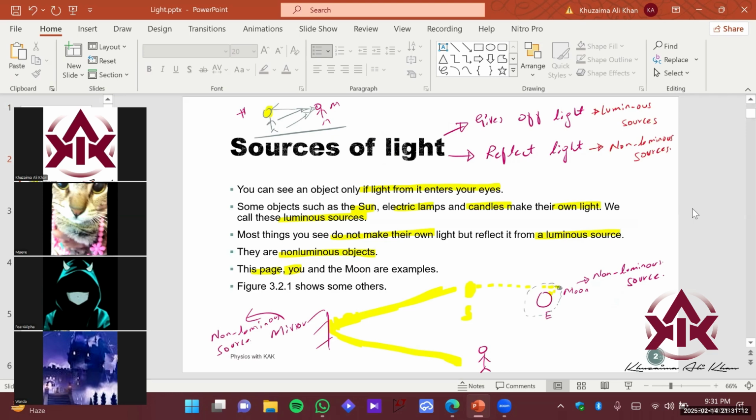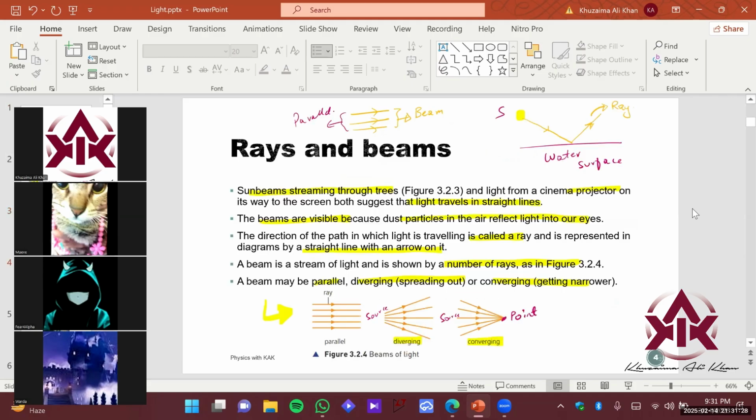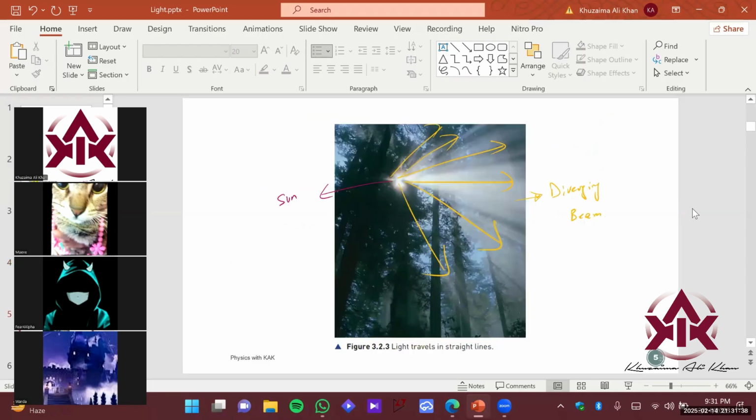Luminous are the ones which can generate their own light, and non-luminous are the ones which basically reflect light from another source, right? So a luminous source is basically a light bulb or the Sun, and the objects which are visible to the naked eye are basically non-luminous. They are just reflecting off the light. And then we talked about rays and beams, a single arrow representing a ray. If you have multiple rays together, that becomes a beam. We can have parallel, converging, and diverging beams, right?